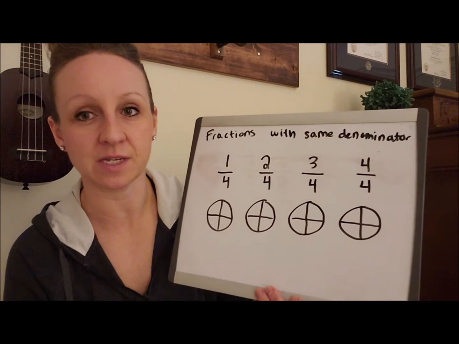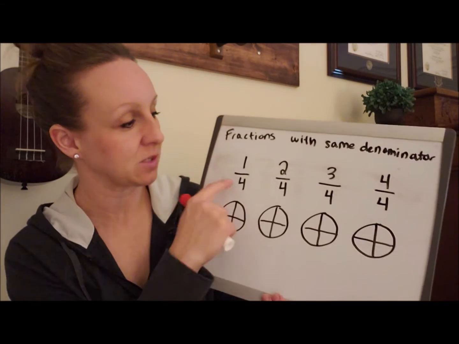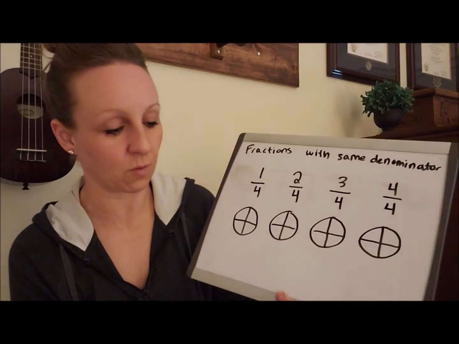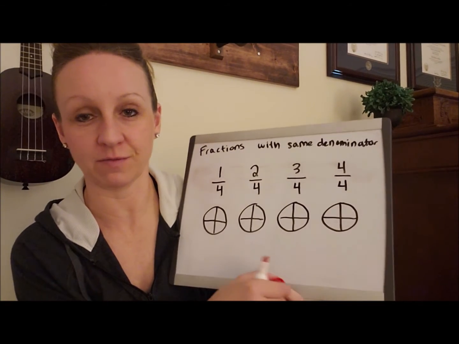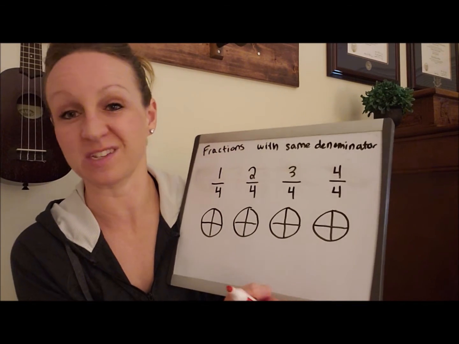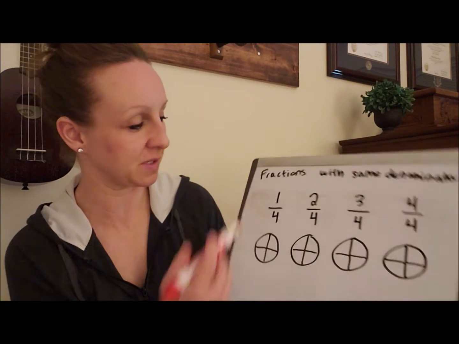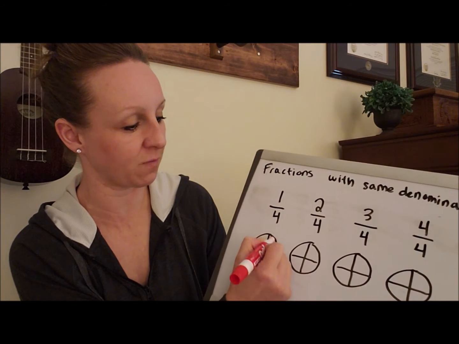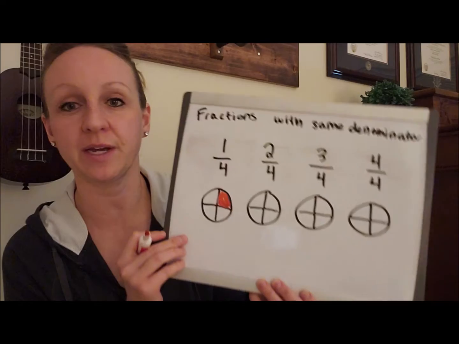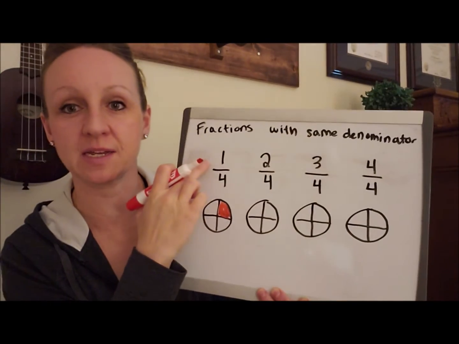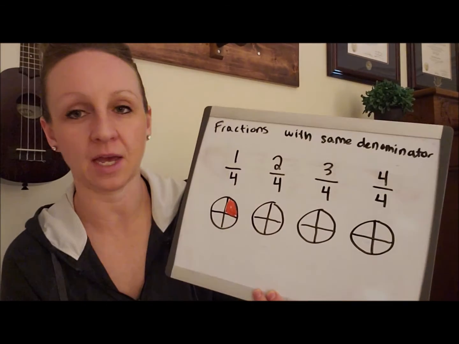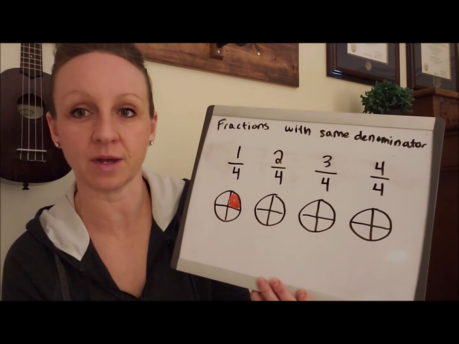Each of these fractions here is out of 4. Each of these circles is cut into 4 pieces. In this one, it's saying that there's 1 out of 4. For the sake of this video, we're going to say that's 1 out of 4 that's left. Maybe somebody came along and ate the other 3 pieces. So my fraction says you're going to color in 1 out of the 4, and that's what I did. I colored in 1 out of the 4.